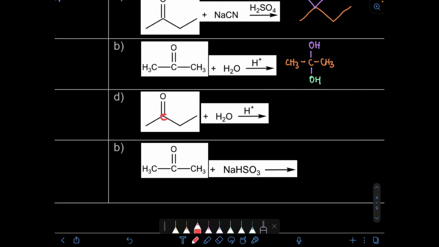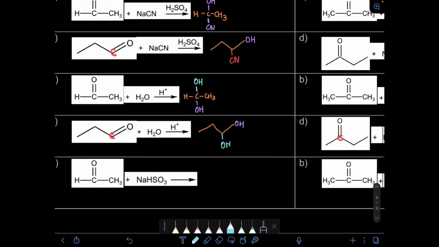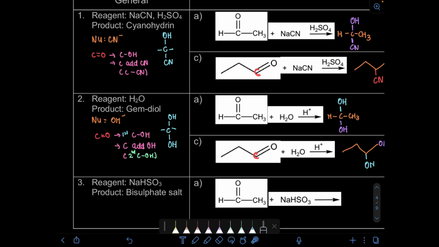So let's look here pada example D. Determine where your C double bond O. So we're going to add our OH. And then we're going to add new 2 bond. Tak kisah macam mana, make sure kamu akan add 2 new single bond. So O tu jadi OH, and then we're going to add OH from our nucleophile to form gem diol. So we have look at number 1 and number 2.